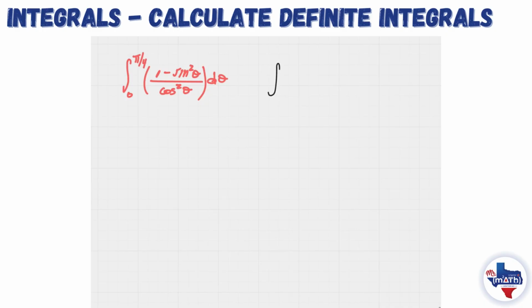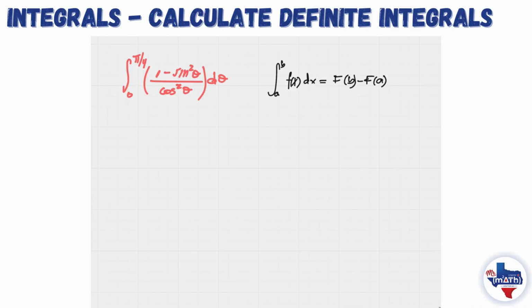The integral from a to b of f of x dx is equivalent to the original function evaluated on b minus the original function evaluated on a.